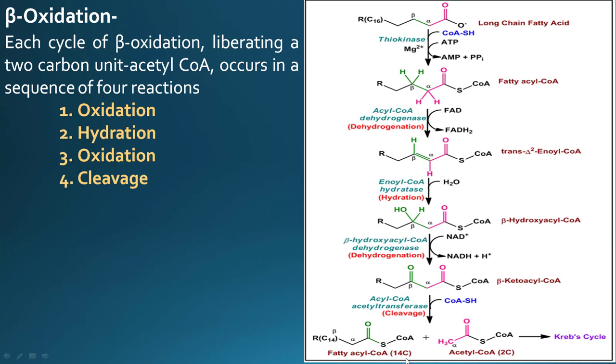Formation of fatty acyl-CoA of 14 carbons and acetyl-CoA of 2 carbons. This acetyl-CoA further goes to the Krebs cycle, and there is generation of energy from the fatty acid molecule, while the second product, the 14 carbon, again undergoes beta oxidation in the same way. In this way, oxidation, hydration, oxidation, cleavage, all these four stages produce acetyl-CoA. So 14 carbon again converts into acetyl-CoA, then 12 carbon, 10 carbon. In this way, from a 16 carbon long chain fatty acid, a total of 8 acetyl-CoA molecules are produced. Thank you.